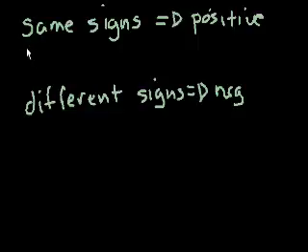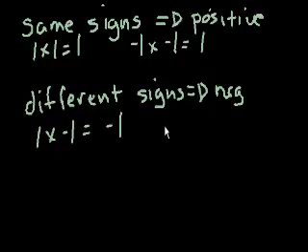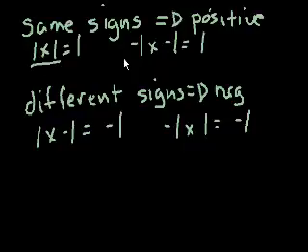So that would be, let's say, 1 times 1 is equal to 1, or if I said negative 1 times negative 1 is equal to positive 1 as well, or if I said 1 times negative 1 is equal to negative 1, or negative 1 times 1 is equal to negative 1. You see how in the bottom two problems, I had two different signs. I had positive 1 and negative 1. And the top two problems, this one right here, both ones are positive. And this one right here, both ones are negative.